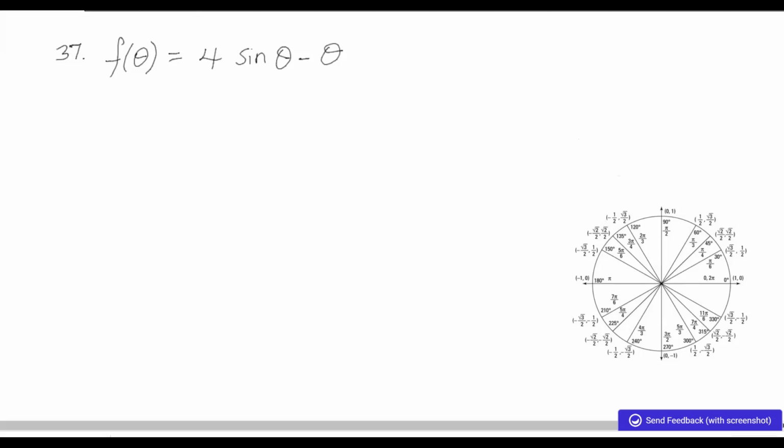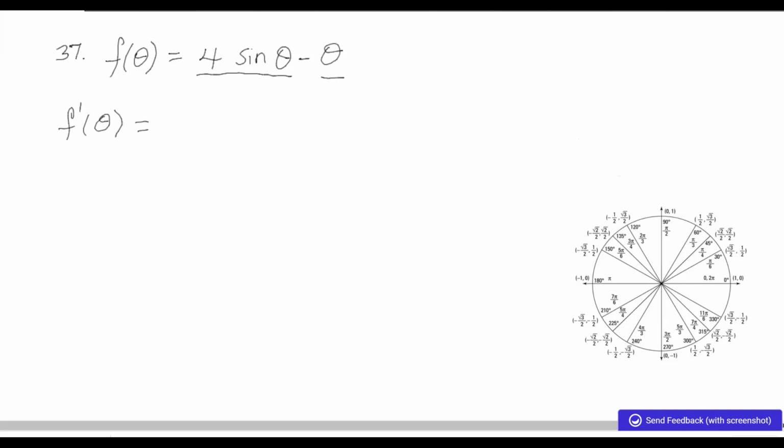So the derivative of this function is going to be f prime of theta, and that's going to be the derivative of 4 sine of theta minus theta. Well, the overall function is a subtraction, so I have to first take the derivative of 4 sine of theta. Then I take the derivative of theta. Now, I don't know if this confuses you, but theta is just a variable, just like x is a variable. So wherever you see a theta, you would treat it the same way you would treat another variable.